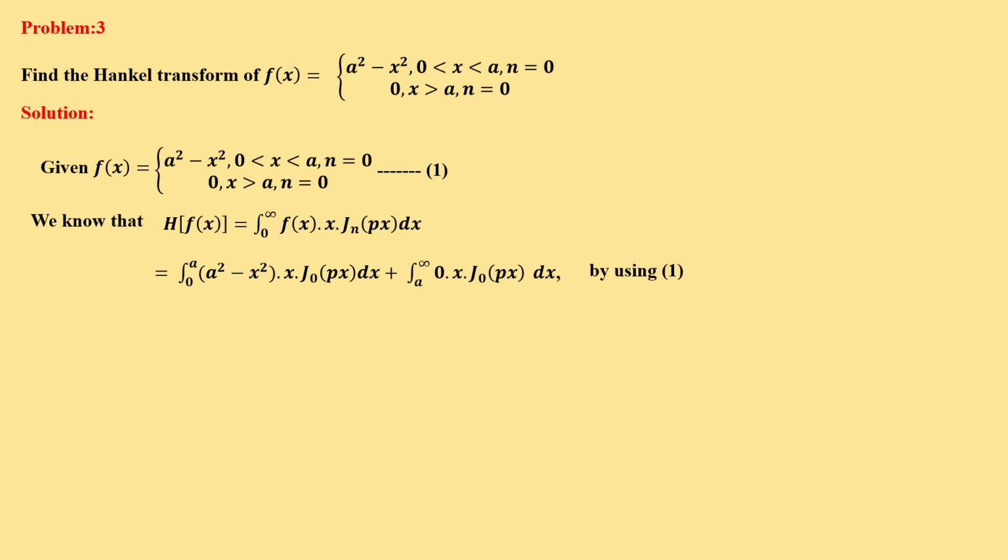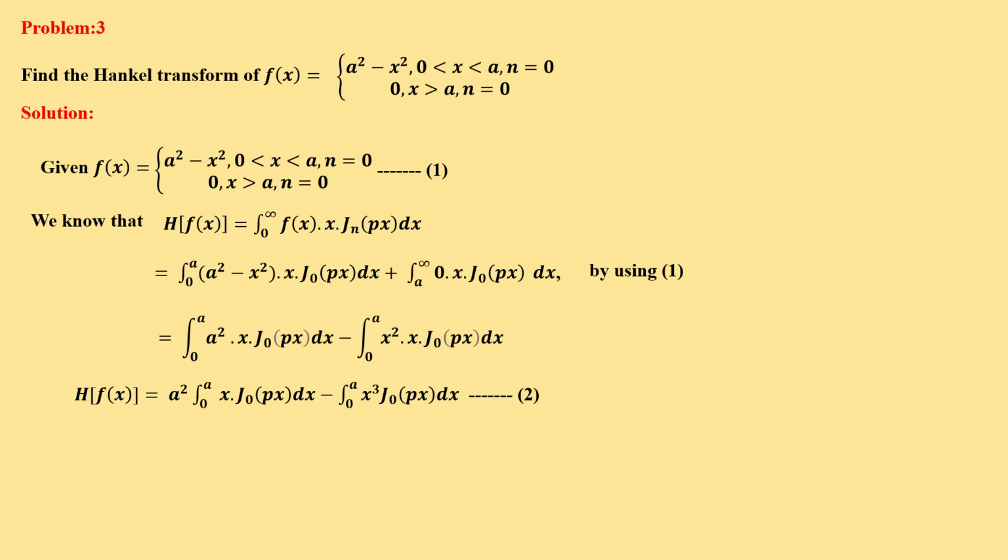So we use that, which is equal to the integral from 0 to a of (a² − x²) x J0(px) dx. We are splitting it into 2 again: the first integral is a² times x times J0(px) dx, then minus the integral from 0 to a of x² times x times J0(px) dx. a² is a constant, so take it outside the integral: a² integral 0 to a x J0(px) dx minus, since x² times x becomes x³, the integral from 0 to a of x³ J0(px) dx. That is equation number 2.